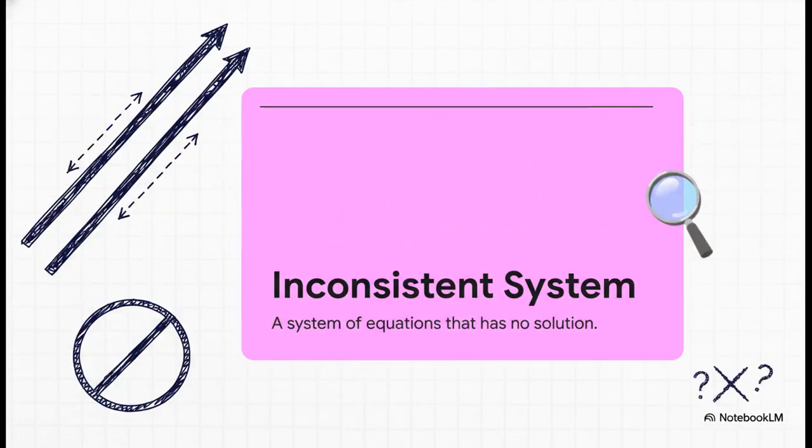So the opposite of consistent is, you probably guessed it, inconsistent. This one's pretty easy to remember. It means the system has absolutely no solution. Zero. Zilch. This term perfectly describes our picture of parallel lines. They never meet, so there's no point of intersection, which means no solution.